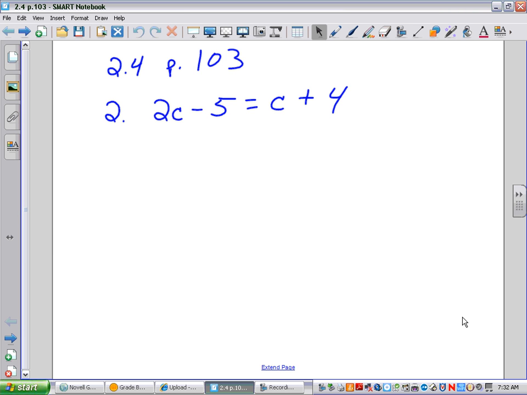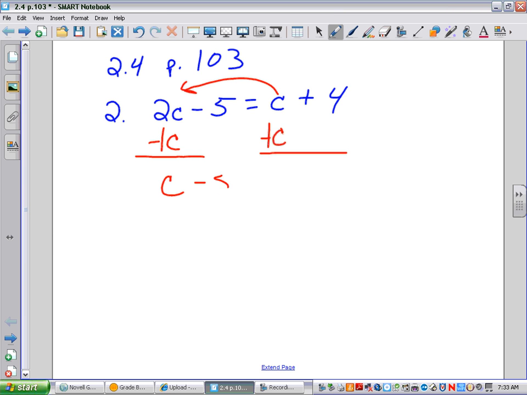It doesn't matter which side, it's kind of your preference. On this one, I would rather take this c and put it over here, to the left. So your question is, how do I get rid of a c? And that is simply to subtract it. Well, remember, if I subtract c there, I have to subtract c from the other side as well. So when you simplify, what's 2c minus c? Well, technically, this is a 1c. A lot of times we don't write the 1. So 2 minus 1 is 1, so you have just a c.